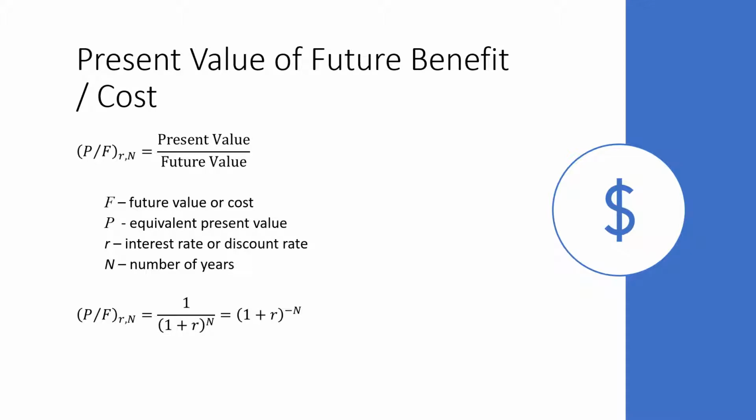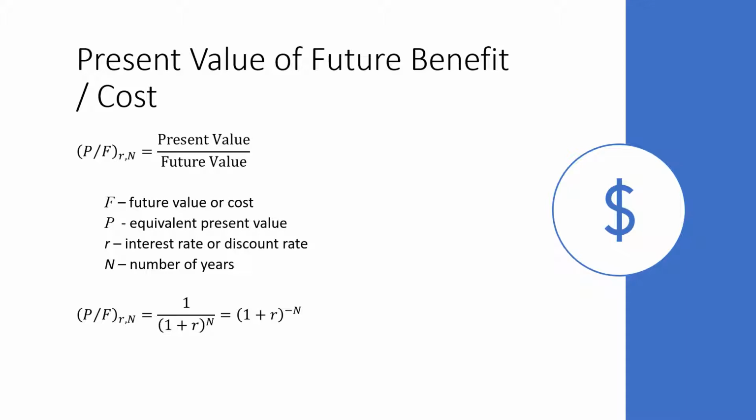That value is actually not an easy thing to come by. Typically, your company or organization you might be working with would tell you we're going to use a specific interest rate, and there are a number of reasons why or how you would come up with that number. And the last, N, is essentially the number of years into the future that future benefit or cost is being taken on. And so here's the factor. P over F is going to be equal to 1 over (1 plus R) raised to a power of N.